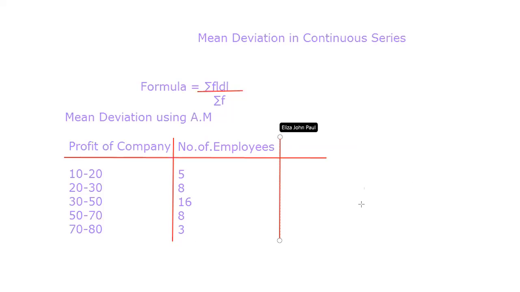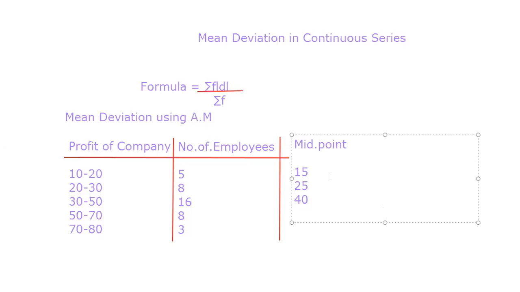So what is the first step we need to identify? The first step is arithmetic mean, right? If it is arithmetic mean, we need to find the midpoint. Midpoint is lower limit plus upper limit divided by 2. So 10 plus 20 divided by 2 is 15. Then 20 plus 30, 50 divided by 2, 25. Then 30 plus 50, 80 divided by 2, 40. Then 50 plus 70, 120 divided by 2 is 60. Then 75. So this is our midpoint.